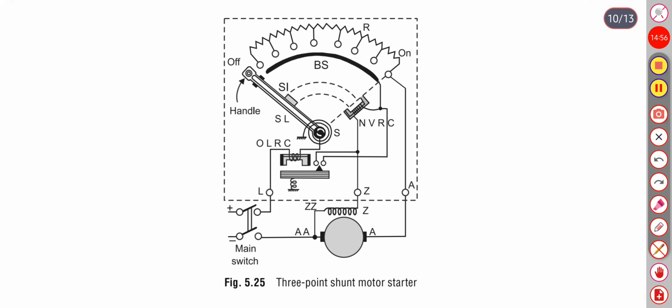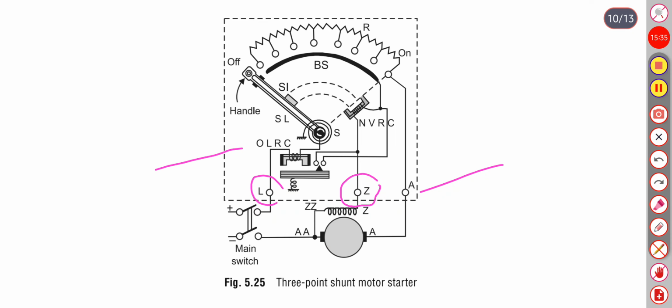There are different types of starters used to start shunt, series and compound wound motors. Here in this figure we can see a 3-point starter for a shunt motor. This is point A, where the armature is connected. This is point Z, where the field winding is connected, and this is point L, from where the supply is given to the starter.